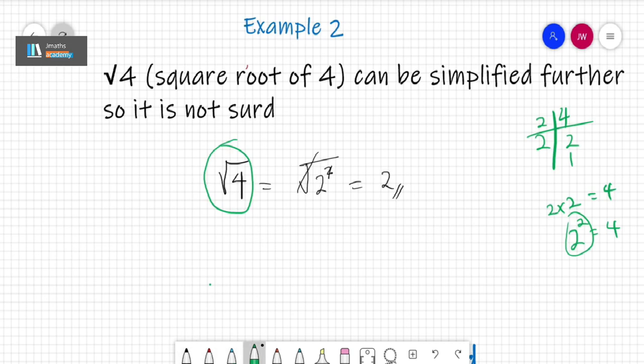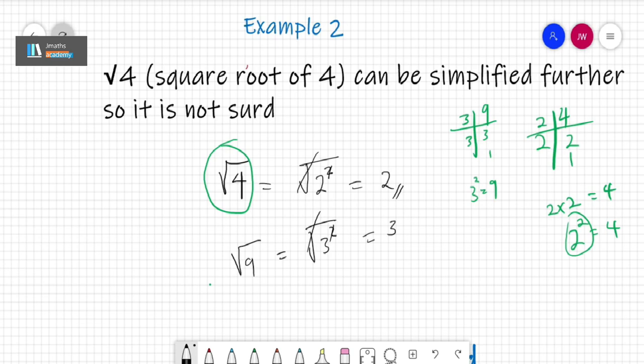And let me add more examples for you. If you have the square root of 9, let's find the factors of 9. 3 into 9 is 3, 3 is 1. So 3 raised to the power of 2 is equal to 9. So I can substitute 3 raised to the power of 2 for 9. The 2 can also cancel this root out to give me what? 3, and therefore this is not a surd. Root 9 here is not a surd.